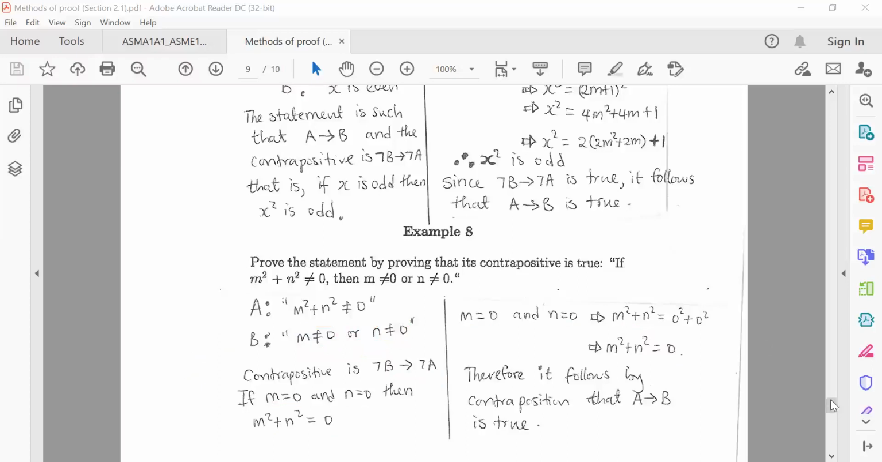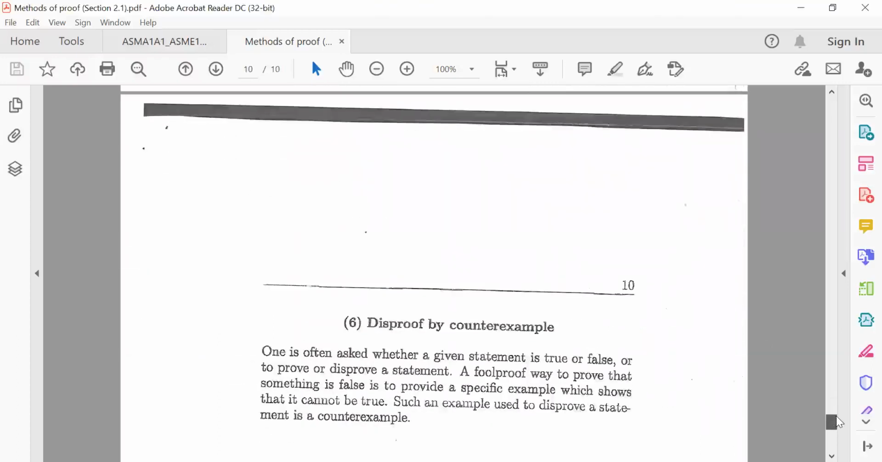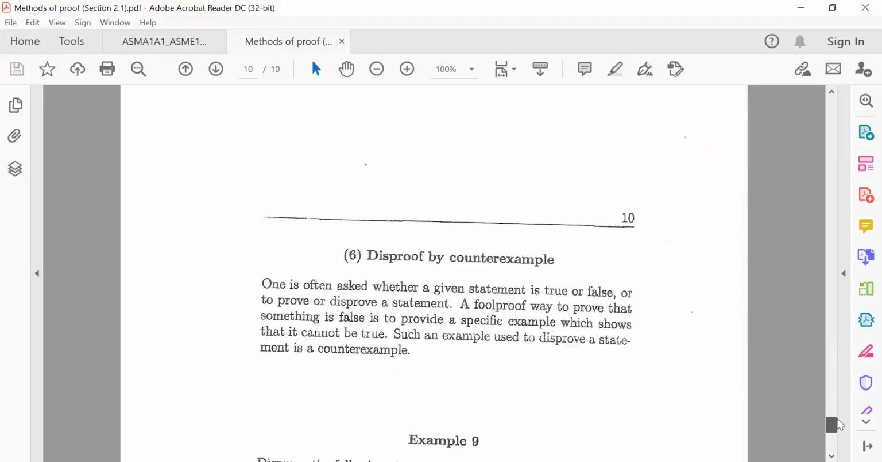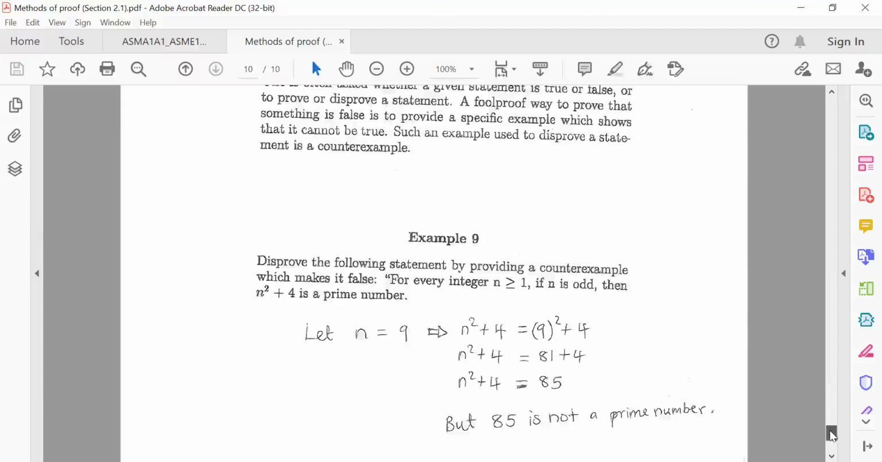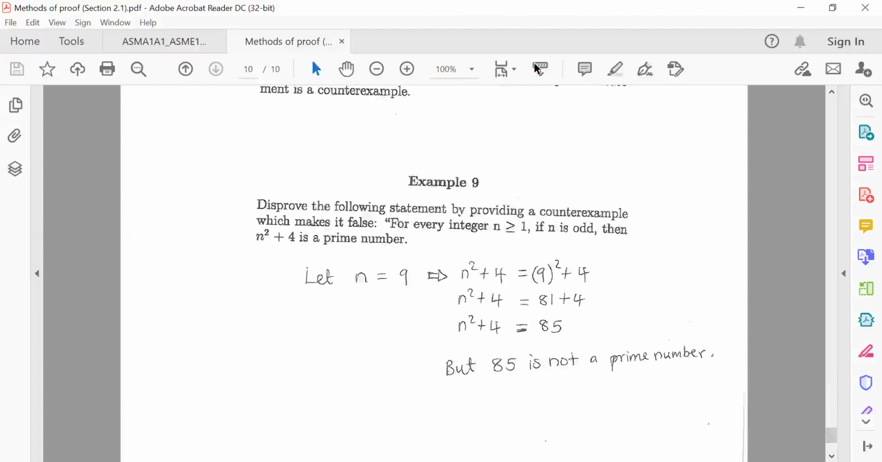If everyone is happy, let's look at the last part, which is disproof by counterexample. If I tell you to prove that something is false, the only foolproof way is to find one example that makes it not true. When I say not true, it means false. So if I say show that this thing is false, just find one example that makes it work, and you're done. When it comes to disproving, you just need the counterexample. Don't show me direct proof. So just do a counterexample.